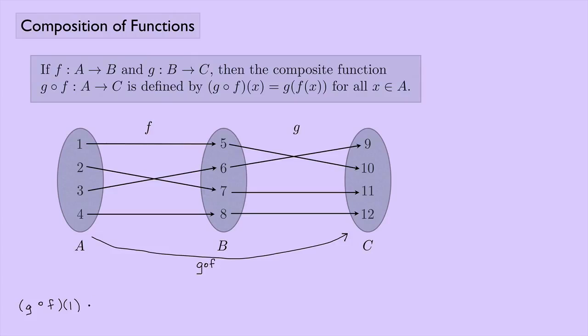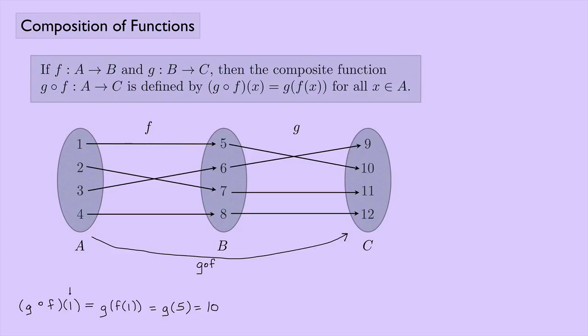So g composed with f of 1, we can rewrite this as g of f of 1 using the definition. And now this would be the same thing as g of, well, what is f of 1? f of 1 is 5. So this is the same thing as g of 5. And what's g of 5? Well, here's the function g right here, and 5 is mapped to 10. So g of 5 is 10, and that tells us that g composed with f of 1 is 10.